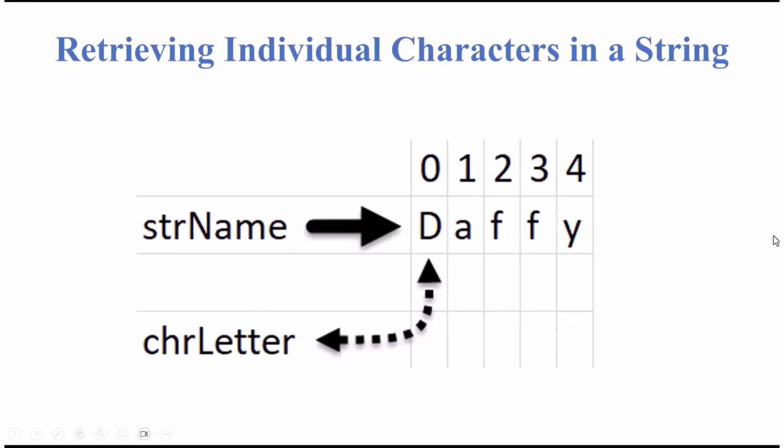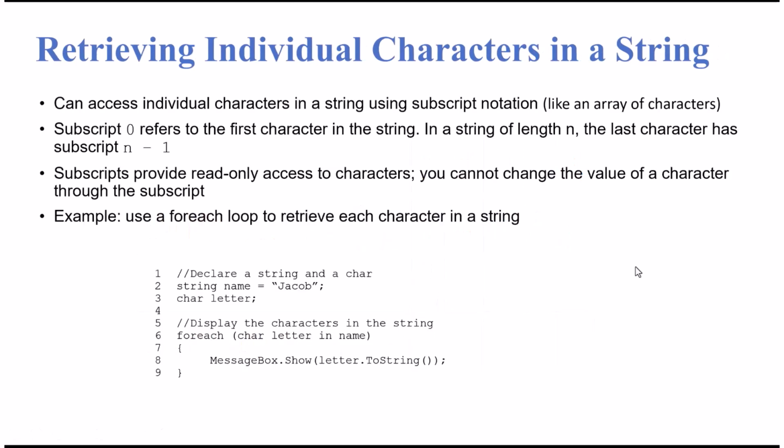So you've got the string, which is a bunch, the character, which is a single letter, or period, or exclamation point, or some kind of ASCII code of some kind. You can access individual characters in a string using subscript notation, like an array of characters. Subscript 0 refers to the first character in the string. In a string of length n, depending how long it is, the last character is n minus 1. Go back one. So let's go take a look here.